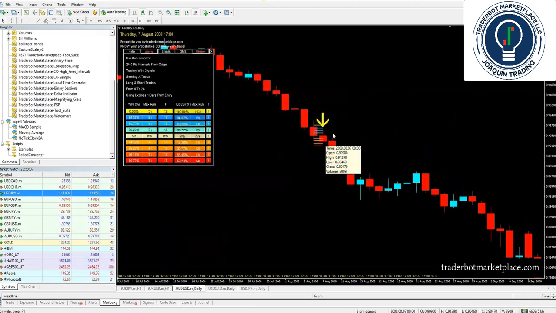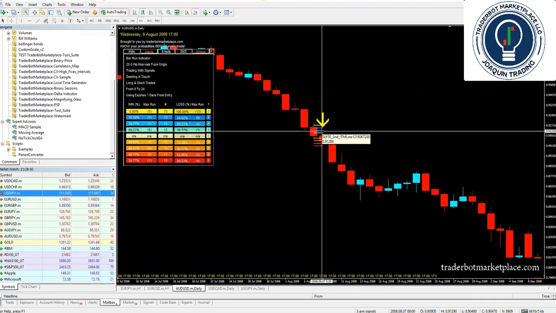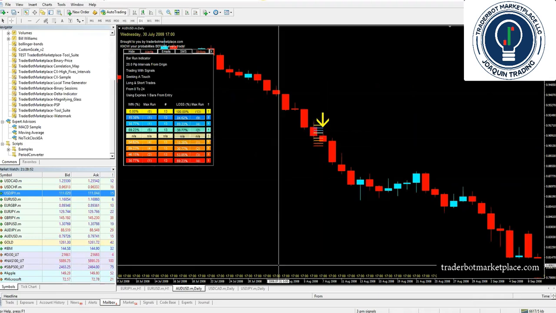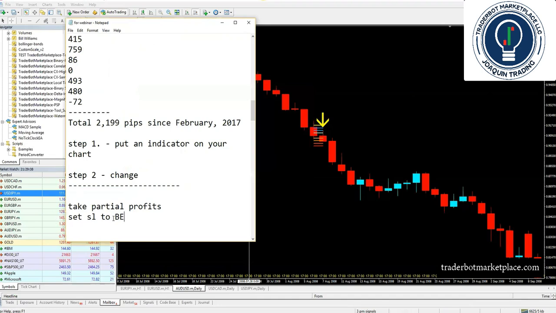Okay, now on trades like this, let's say you want to get in on the trade. There's a signal that comes. You want to get in, but you don't want to take a whole lot of stop loss. What you can do, and what I do a lot, is I will take partial profits. Let me write this down for you. Okay, I'll take partial profits and then I will set my stop loss to break even.